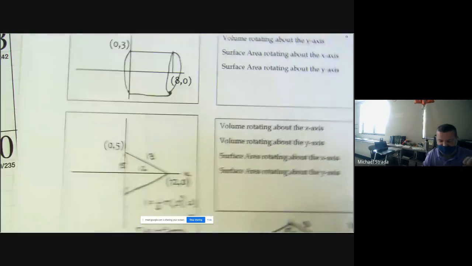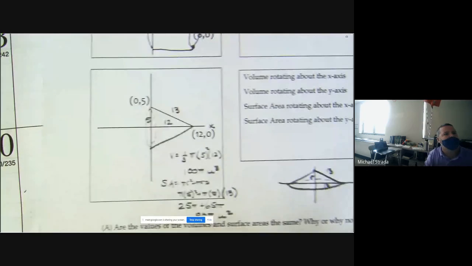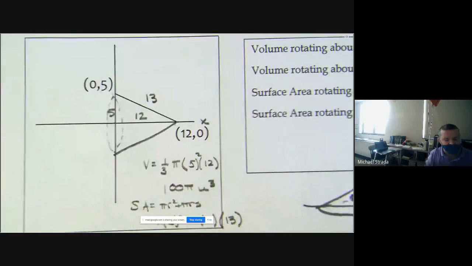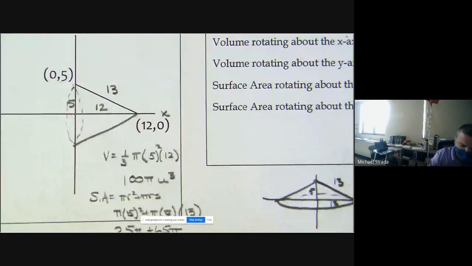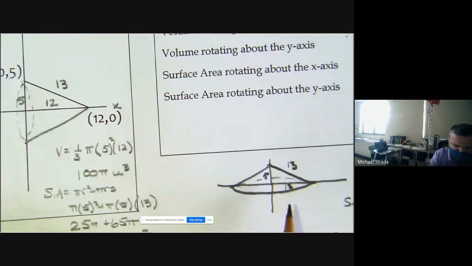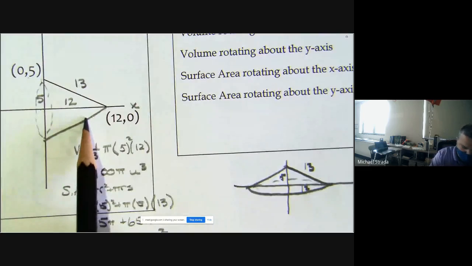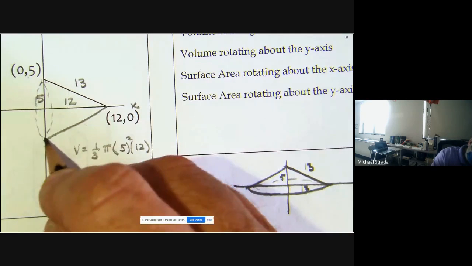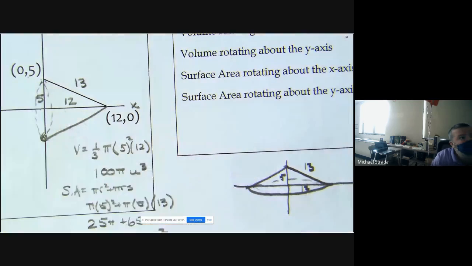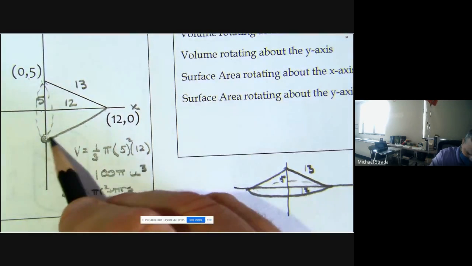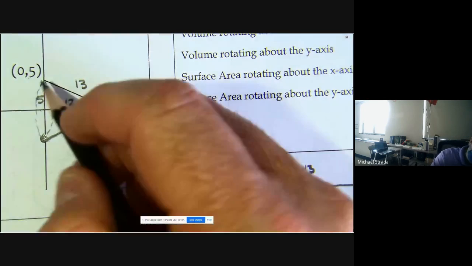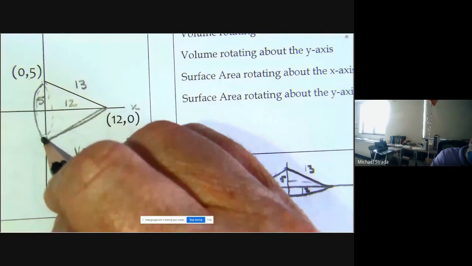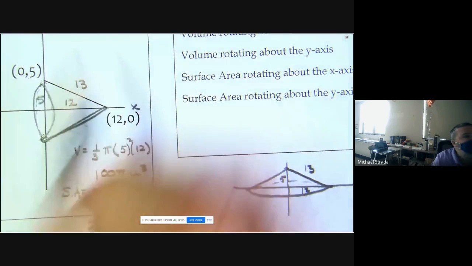Now, if we go down and we talk about rotating the triangle, if we rotate it about the x-axis, this is what we got. We take that point and reflect it over that axis. So that comes down here. We reflect that segment as well. That gives us our triangle, and we connect it to form our general shape of our cone.